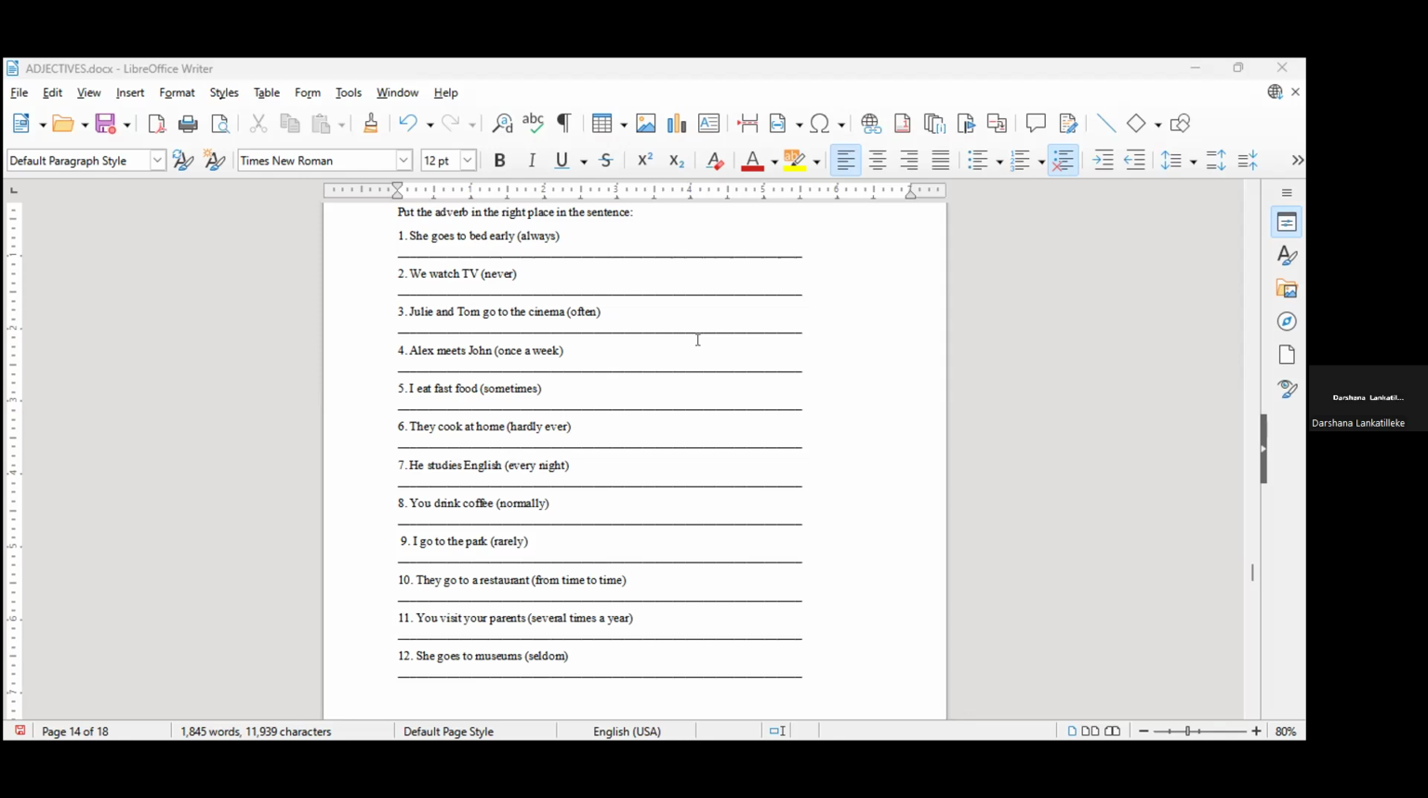Then Alex meets John once a week. Once a week is a time adverb, so you can put it at the end, right? So there you have to use Alex meets John once a week. At the end you can join that. Once a week means time adverb, so normally you will use them at the end of the sentence. Okay, Alex meets John once a week.